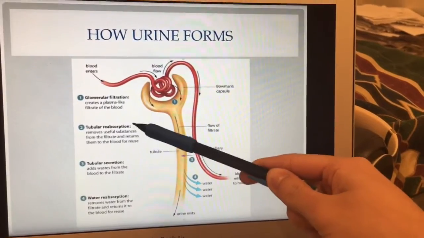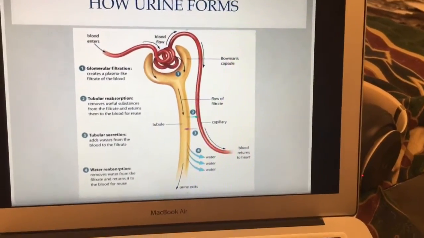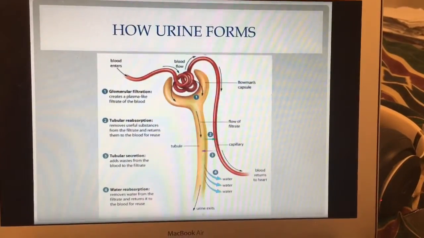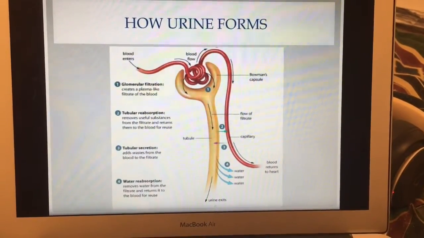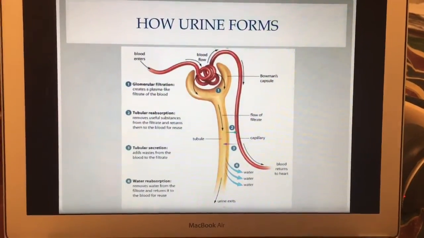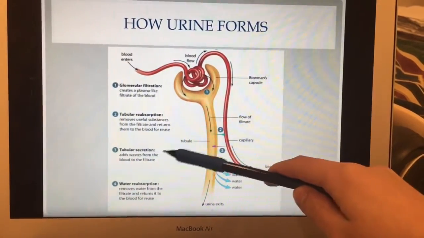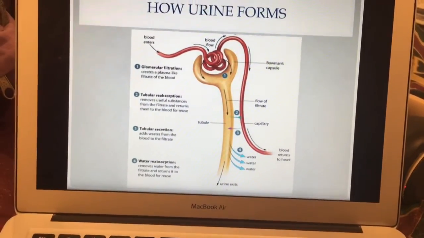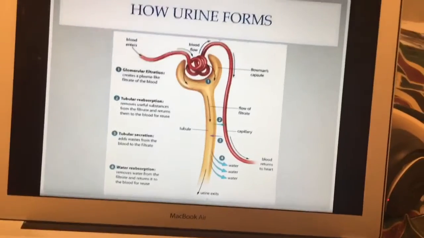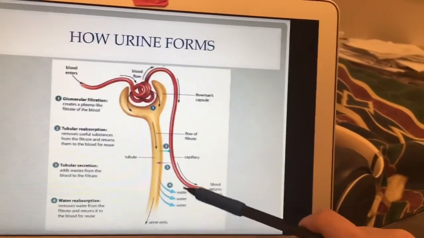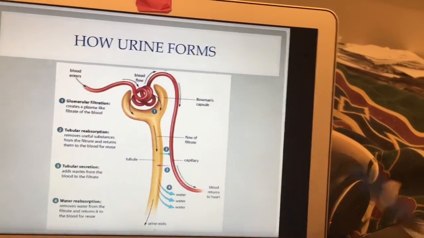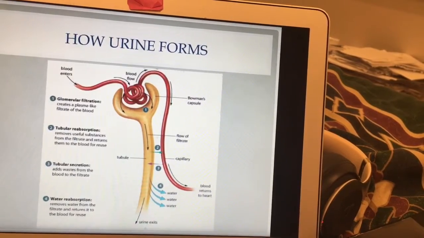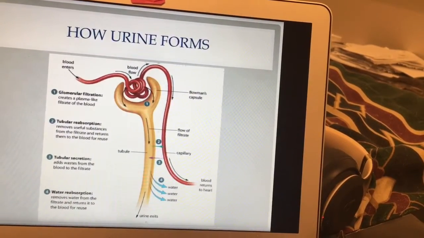So second is tubular reabsorption. This eliminates important substances, for example, sodium, from the filtrate and brings them into the blood for body systems to utilize again. Third is tubular secretion. This transports extra wastes and substances from the blood into the filtrate. Fourth and last is water reabsorption. In this process, water is eliminated from the filtrate and returned to the blood to be used again by body systems.